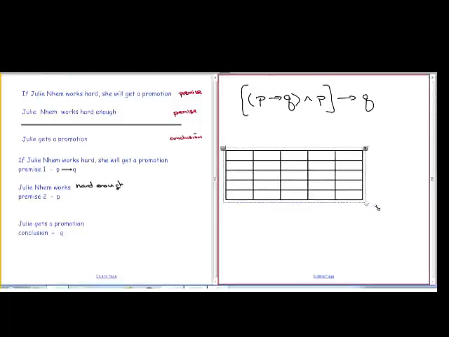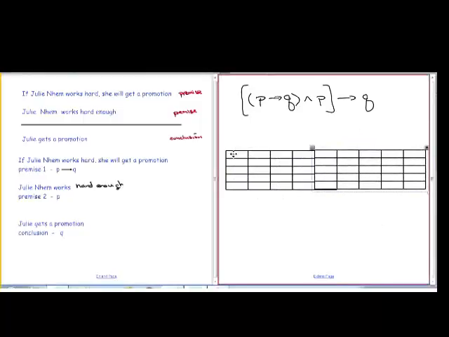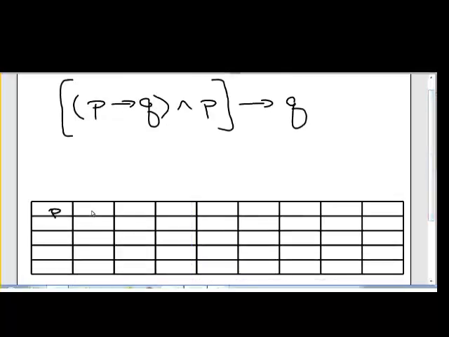So let's fill this thing out. 5 by 9, there it is. Let's put it on one page. So, first two columns, as always, the two statements, P and Q. Then we're going to write the logic statement. Again, the parentheses and the brackets don't take up space in this table. So we have the conditional, then and P, and then our conditional Q. So that's the logic statement for our argument.